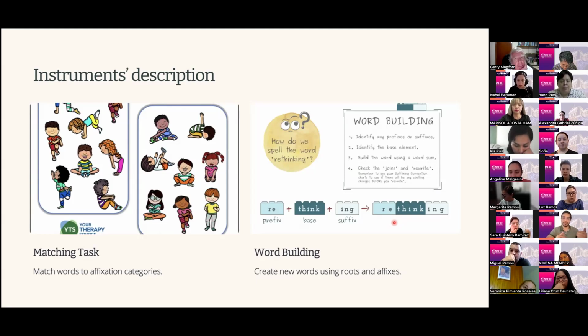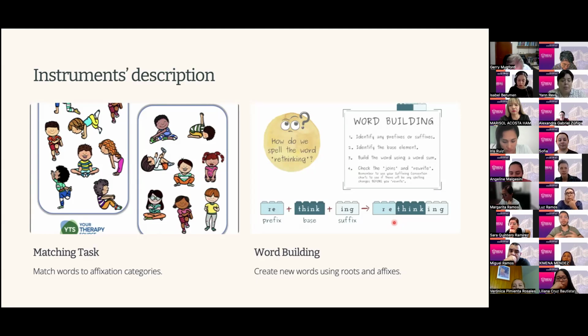So it's one of the activities. The matching task is to know if they explicitly know the meanings and rules of affixation, derivational affixations. And the other task is to know if they implicitly know the rules.